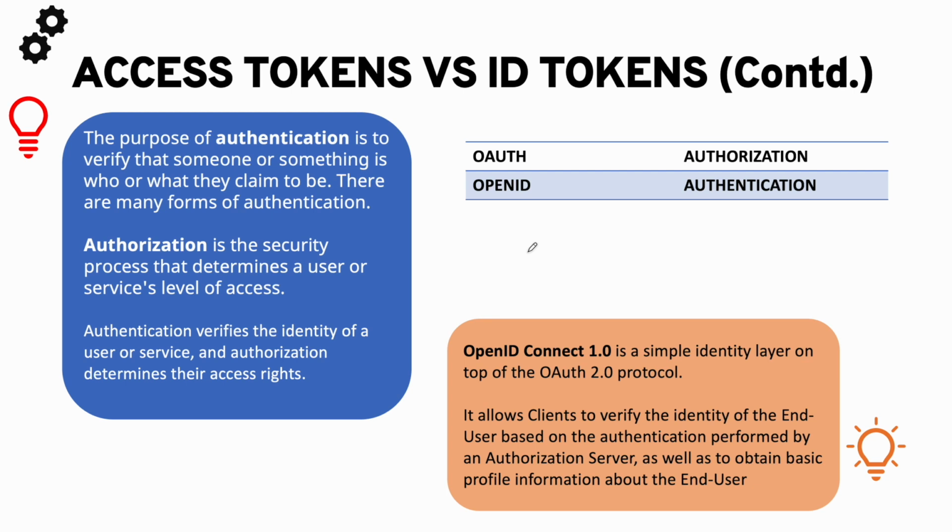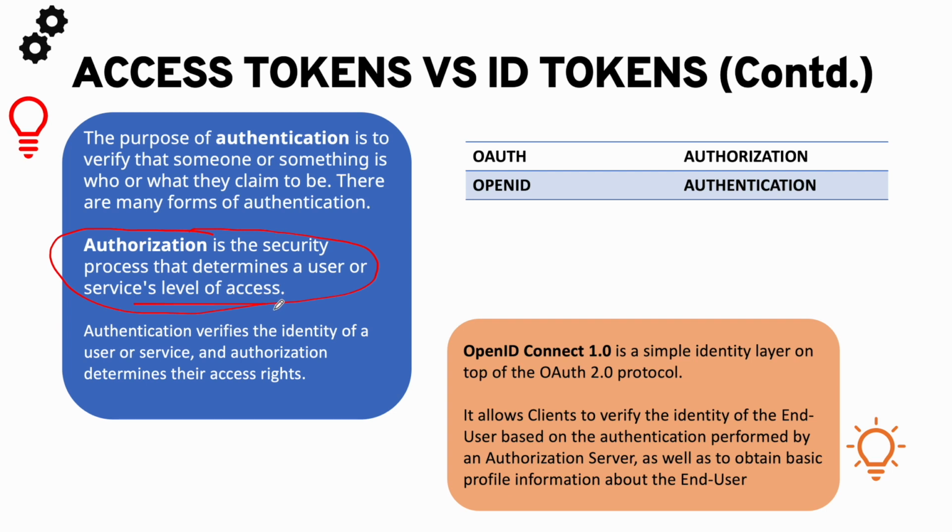Next, we see access token versus ID token. Before we see this, we have to know the difference between authorization and authentication. Till now we were discussing all about authorization, that the user is authorized to use the resource server. Authorization is the security process that determines a user or service's level of access. Basically, it is saying whether it is allowed for the client application to access a resource or not.